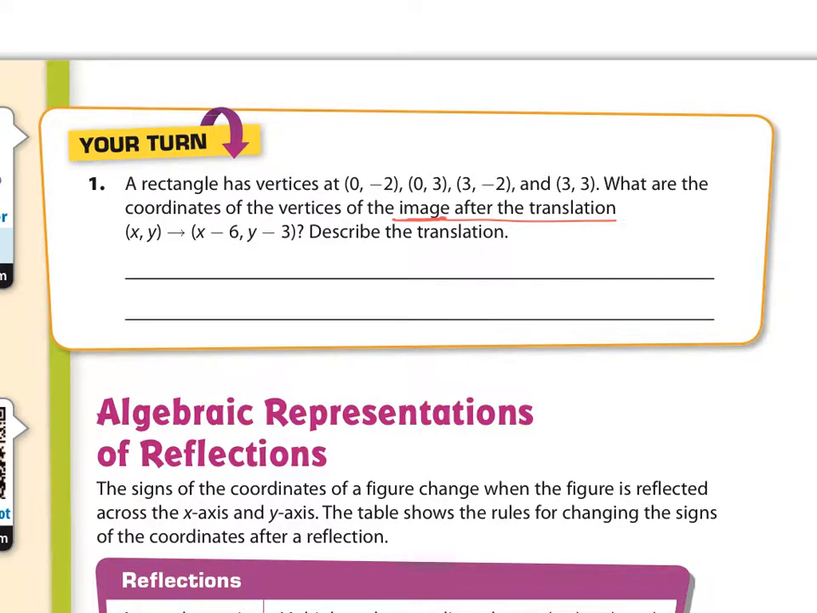So one thing you need to understand about these rules is that (x, y) always means the preimage. And then (x - 6, y - 3) always means the image. This arrow in between means we're going to transform it. We're taking all of these points here and transforming them. So I'm going to write these points in blue. I have (0, -2), (0, 3), (3, -2), and then (3, 3).